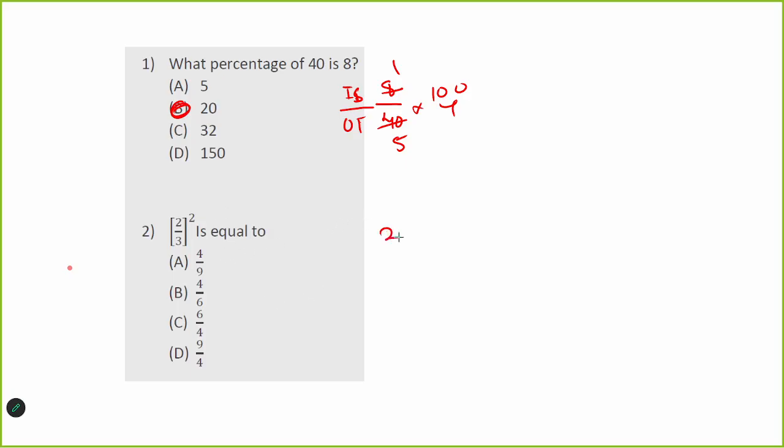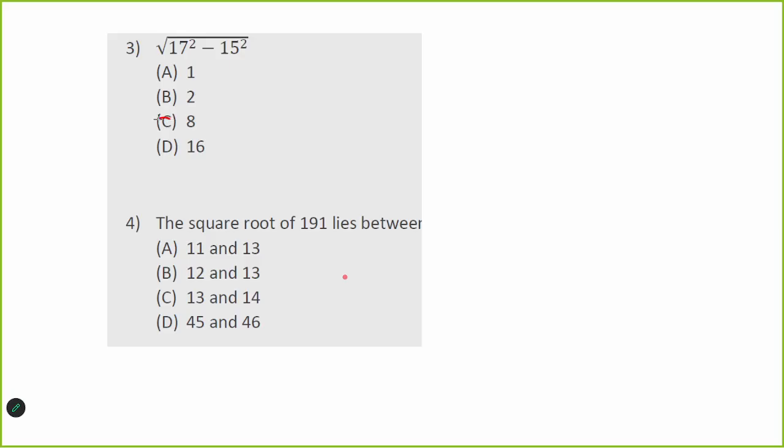2 over 3 squared is 2 over 3 times 2 over 3, which is 4 over 9. This one here was a repeated question, which was 8. But let's do it. 17 squared was 17 by 17, which is equal to 289. And 15 squared is equal to 225. You subtract this and you're supposed to get 64. They want the square root of 64, which is equal to 8.